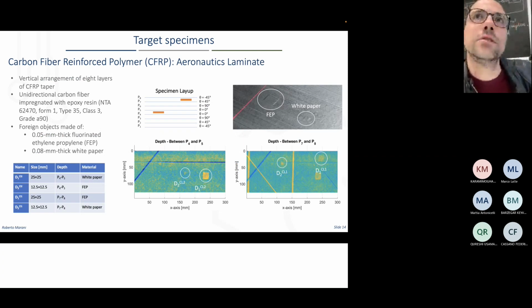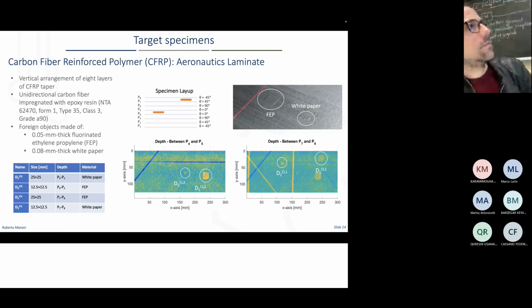There are many other samples that we have processed over time. For example, this was made by an industrial partner that we have worked with, Leonardo. I don't know if you are aware of this, an Italian manufacturer of aircraft. And this was a panel made of carbon fiber reinforced polymer and a laminate, very, very thin in thickness.